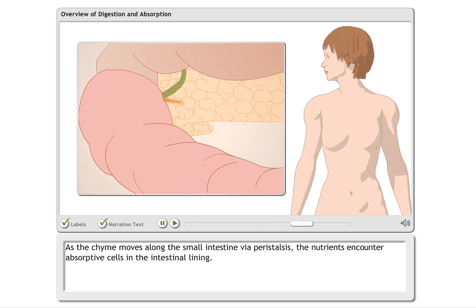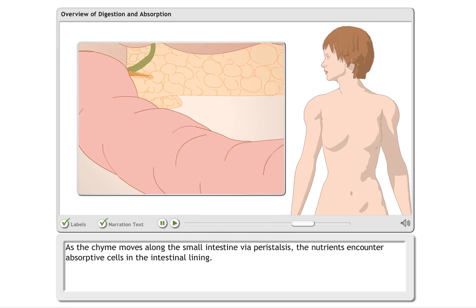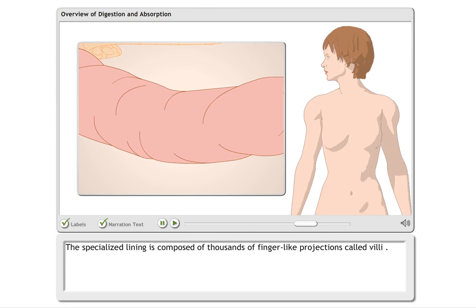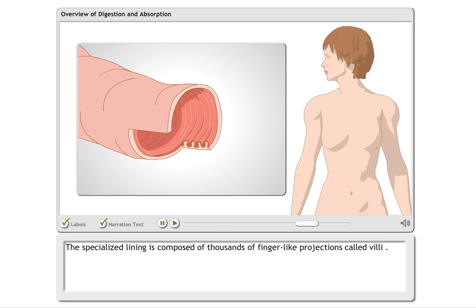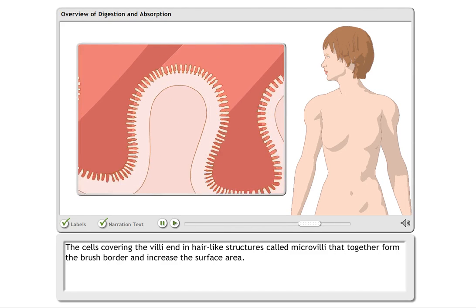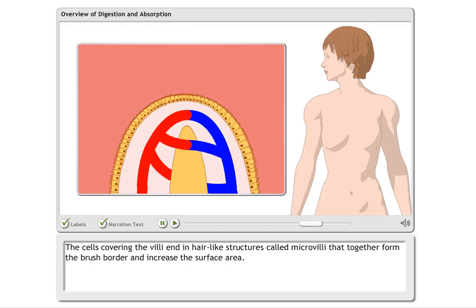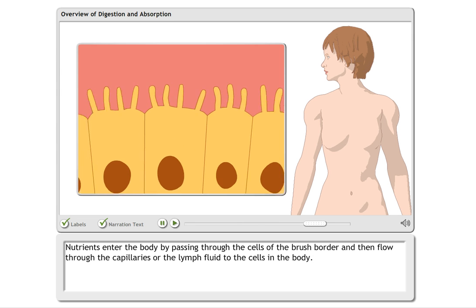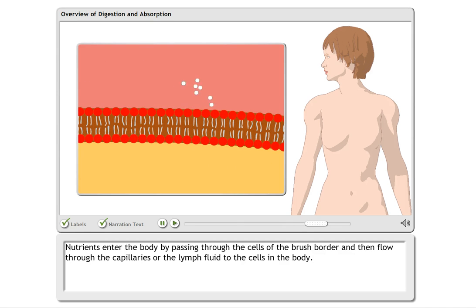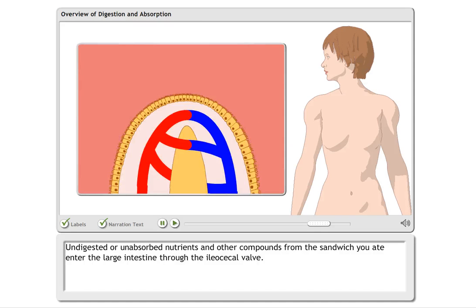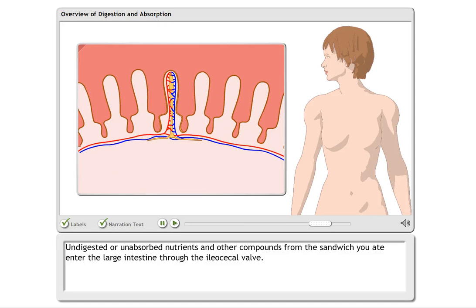As the chyme moves along the small intestine via peristalsis, the nutrients encounter absorptive cells in the intestinal lining. The specialized lining is composed of thousands of finger-like projections called villi. The cells covering the villi end in hair-like structures called microvilli that together form the brush border and increase the surface area. Nutrients enter the body by passing through the cells of the brush border and then flow through the capillaries or the lymph fluid to the cells in the body.